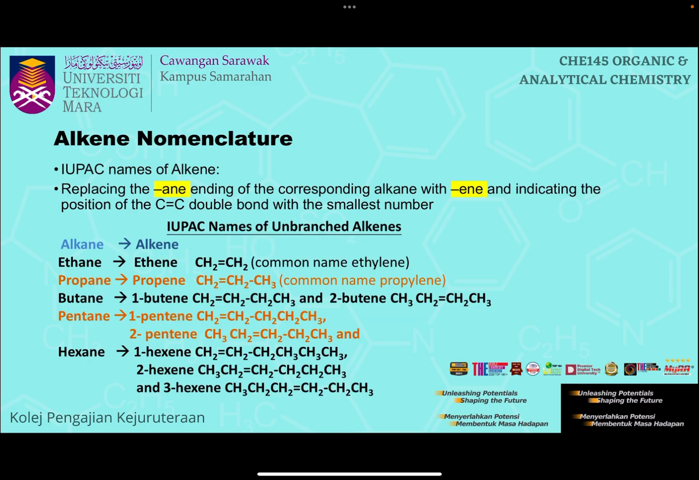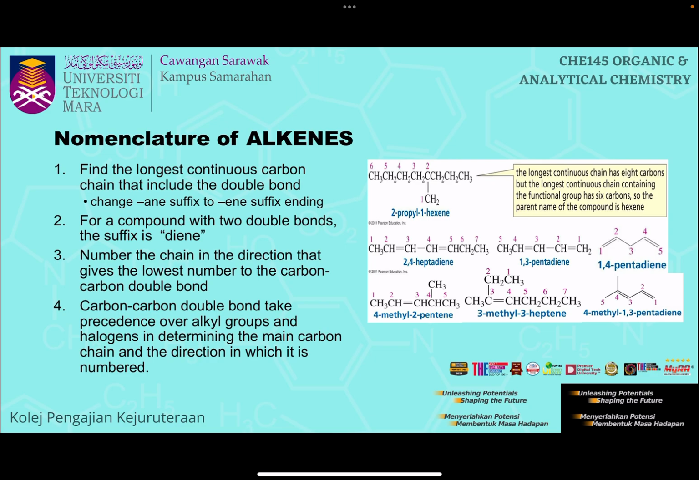Alkene is the same except you change the "ane" to "ene" now. So it's the same rule again. Find the longest chain. For a compound with two double bonds, the suffix is "diene". If the double bond appears more than once, you have to remember to include the "di" in front of the "ene", and then you make sure you identify which carbon the double bonds are present at.